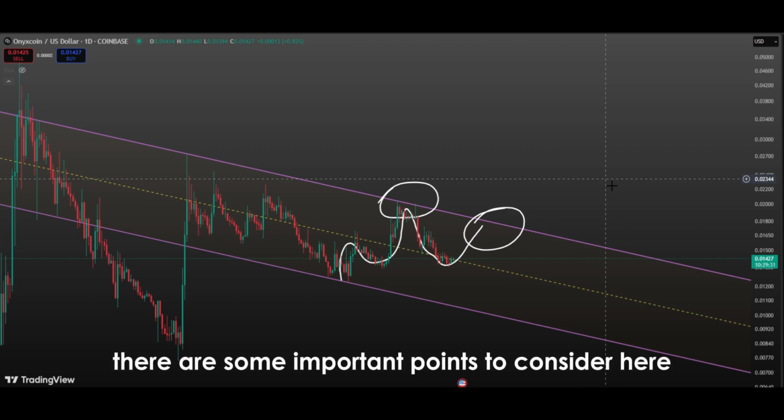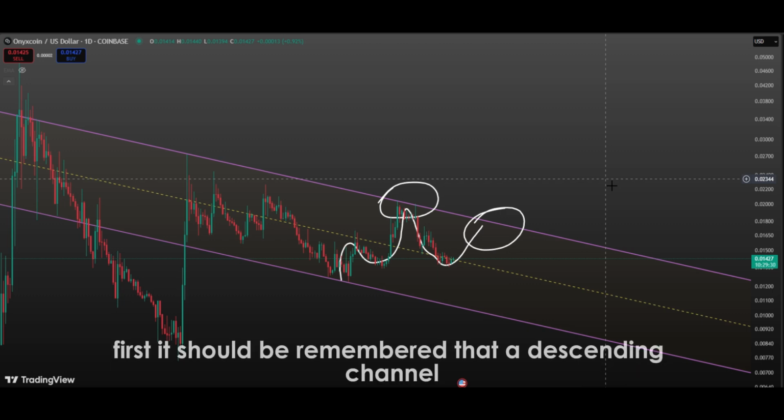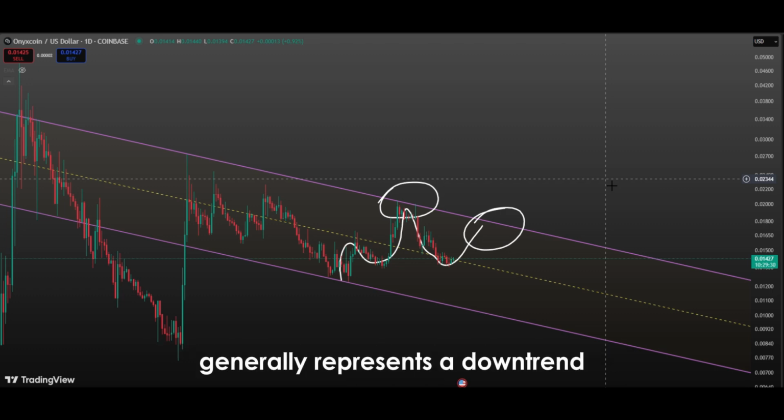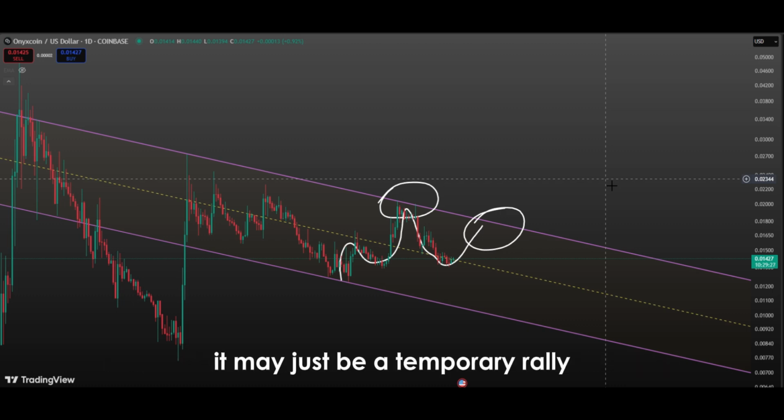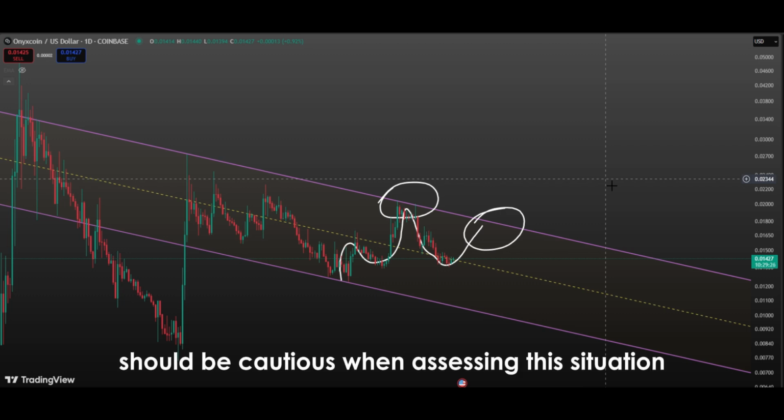However, there are some important points to consider here. First, it should be remembered that a descending channel generally represents a downtrend. Price movements within the channel may be temporary recoveries, but breaking below the lower band or moving outside the channel could indicate stronger trend reversals. Therefore, a rise to the upper band may not mean that the overall trend has changed. It may just be a temporary rally. Investors should be cautious when assessing this situation.